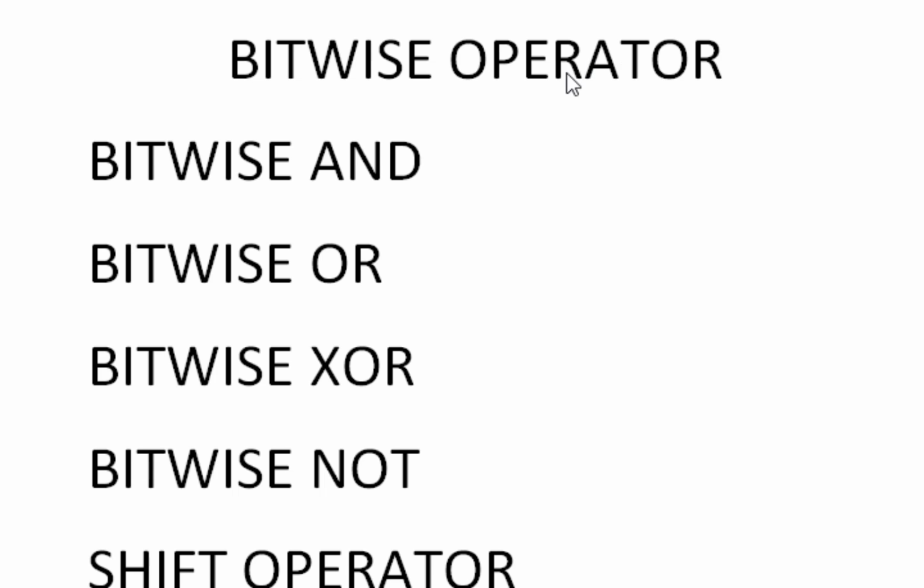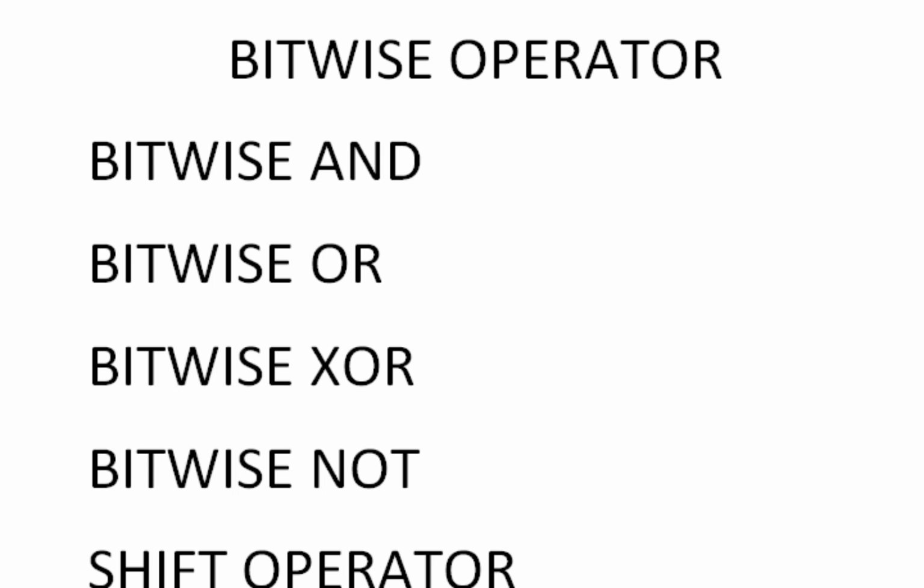In today's lecture we will study the bitwise operators. As the name suggests, bitwise operators are those operators that perform operations at the bit level. These operators include bitwise AND, bitwise OR, bitwise XOR, bitwise NOT and shift operators. The bitwise operators expect their operands to be integers and treat them as a sequence of bits.